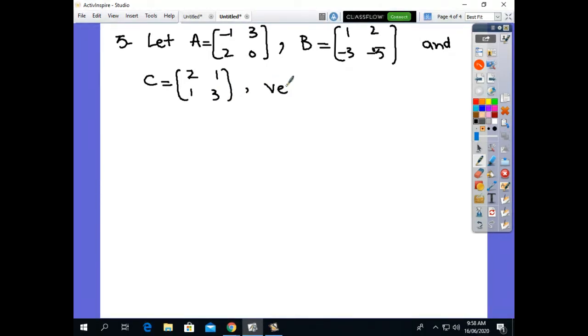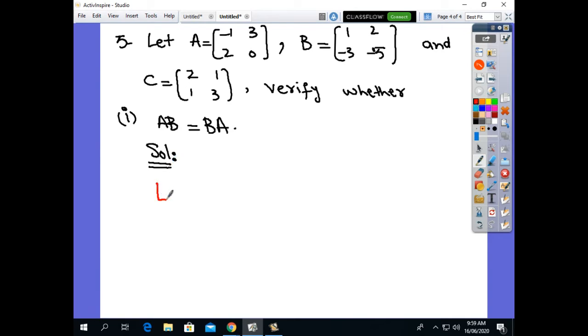Then verify whether the first part AB is equal to BA. Here we are to verify that the left hand side is equal to right hand side. First of all, we take left hand side. The left hand side is AB.